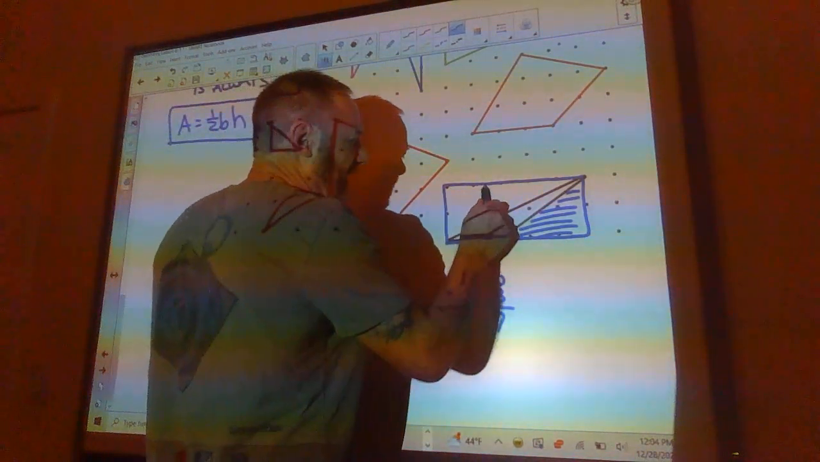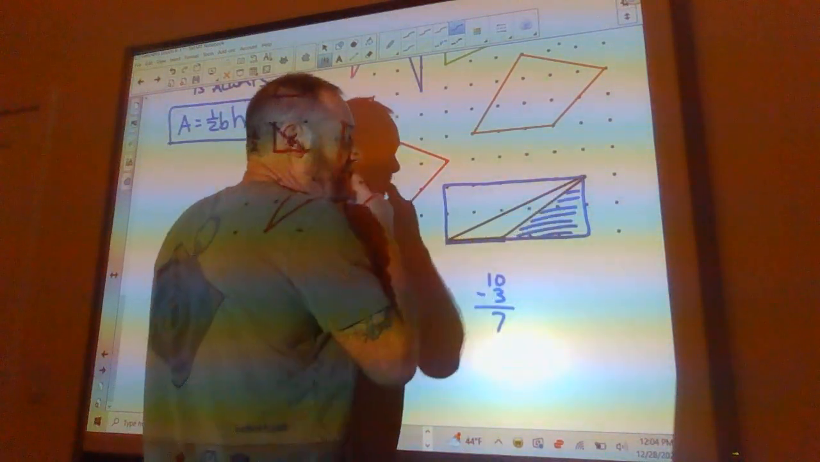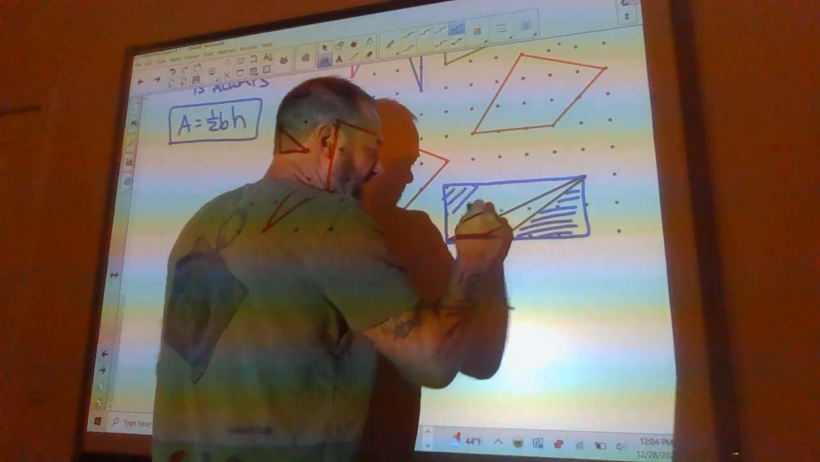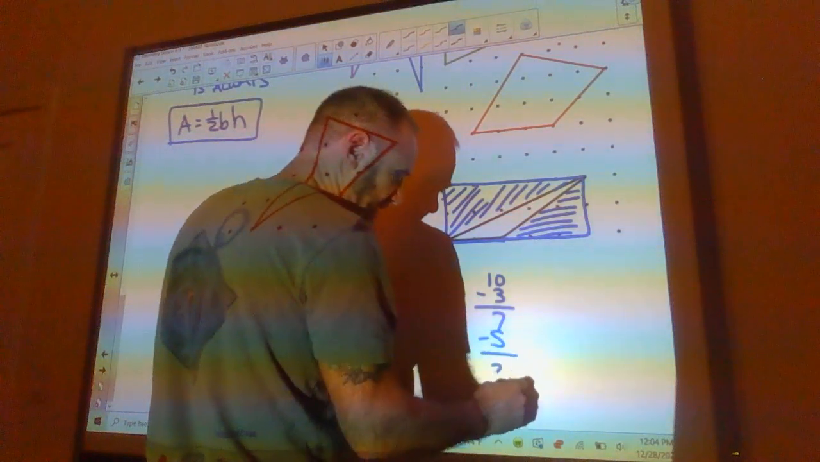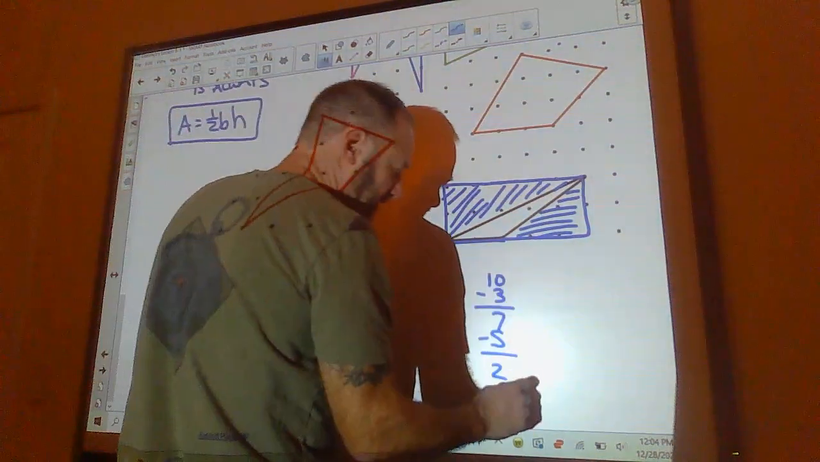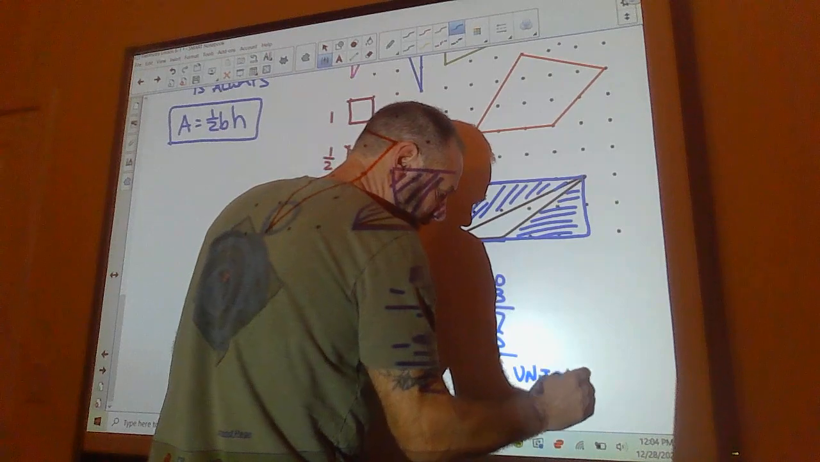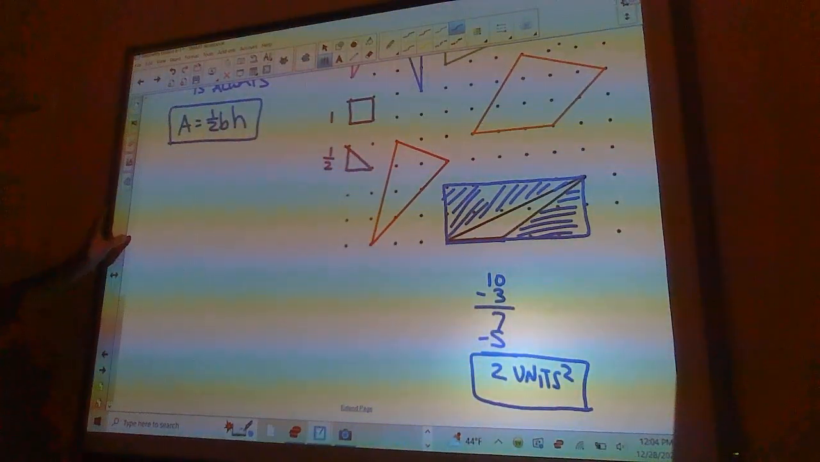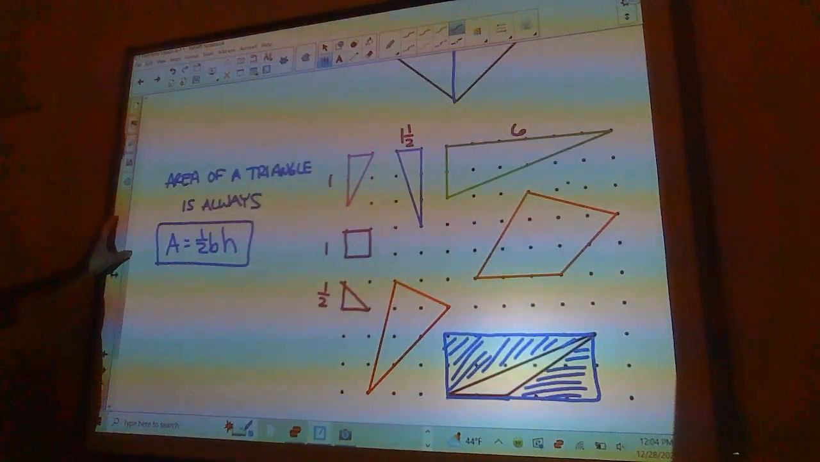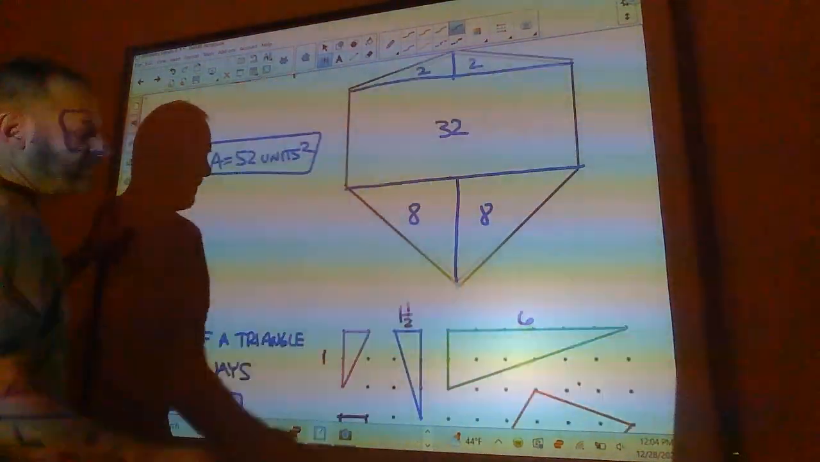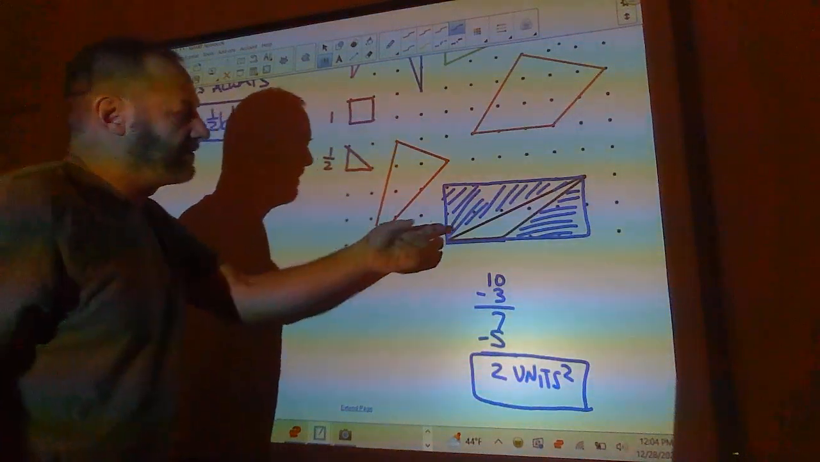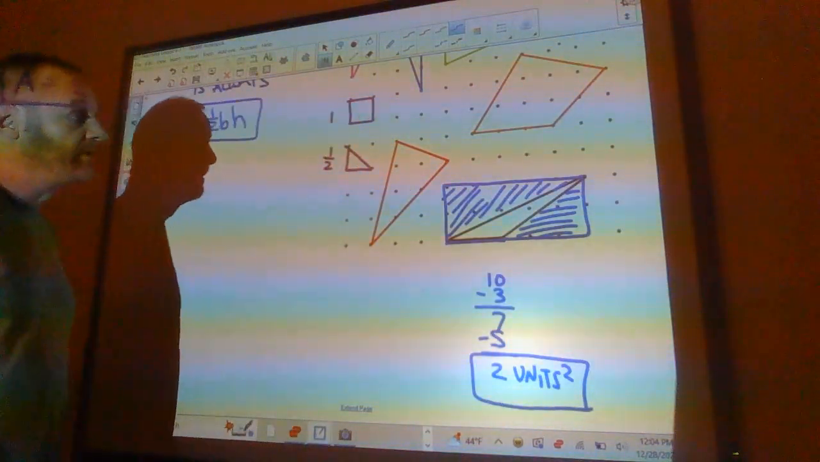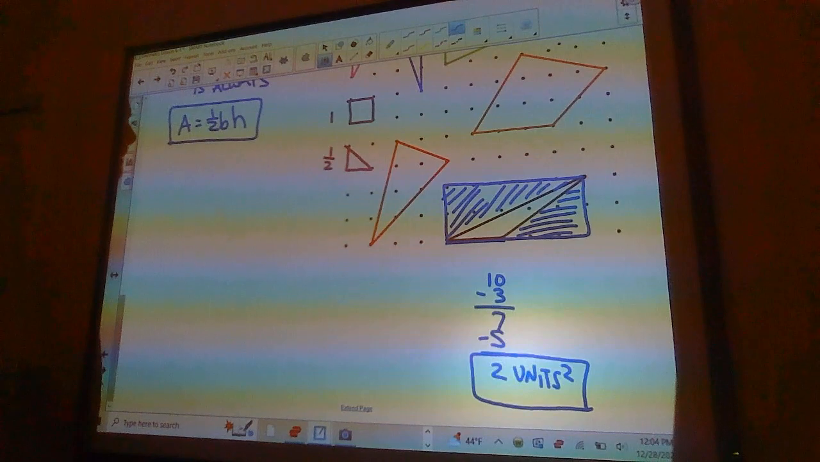This is 2 by 5. So this is going to have an area of 5 right here. So if I cut this off, subtract another 5, that leaves me with 2. So this triangle had an area of 2 square units. So you can work the inside of a figure like I did up here. You can work the outside of the figure like I did right here and find out what's left. Okay. Whatever's easiest for you.